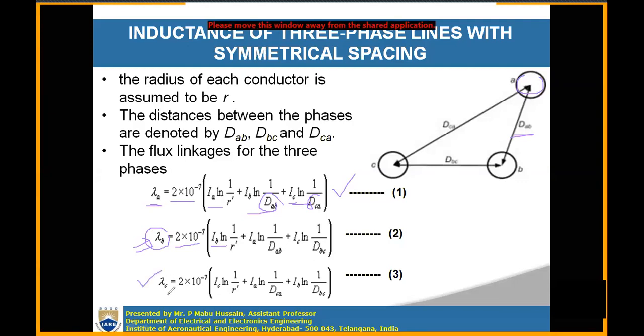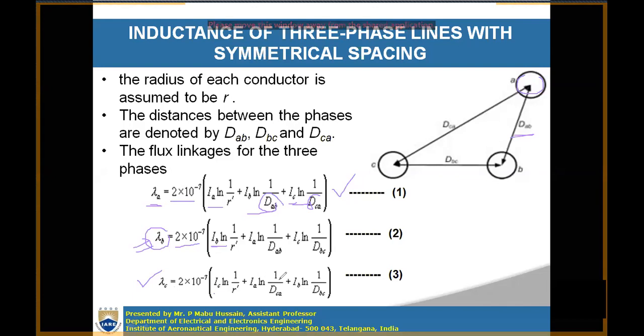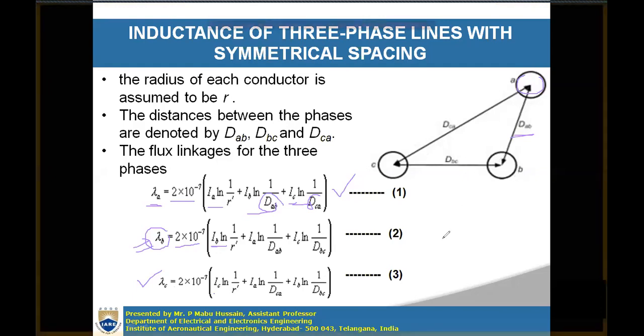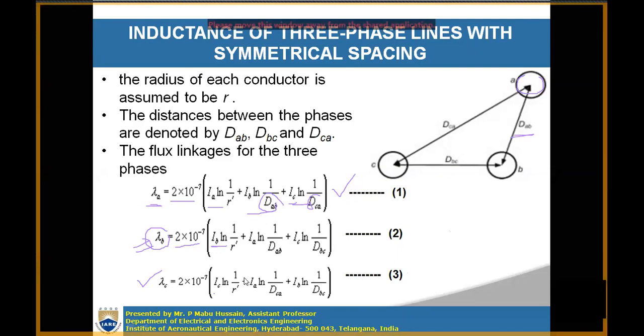Similarly, you can write the flux linkages for conductor C, which is equal to 2 into 10 power minus 7 times IC into ln 1 by R dash for self, plus the current flowing through IA, IA into ln 1 by DCA. When you take the current flowing through conductor B, it is IB into ln 1 by the conductor B to C distance. I think you can write these equations, right? This is from the expression of flux linkages of one conductor in a group of conductors.